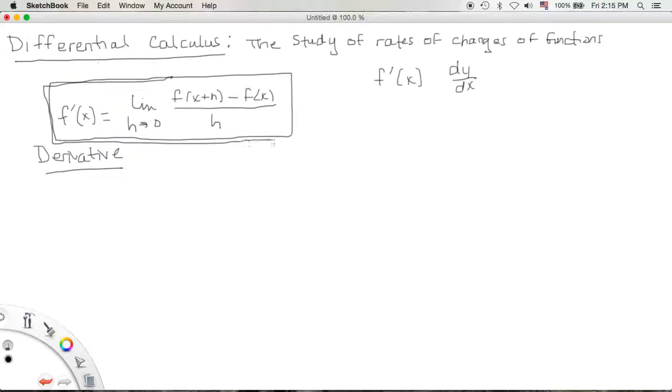This definition right here for a derivative needs to go on your index cards because it is very, very, very important. If this limit exists, then the function has a derivative there, and it's said to be differentiable. Now, how do we find the derivative? Well, we just use this limit, for now at least.